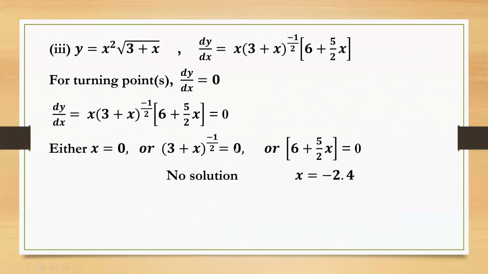So here it will be no solution. And here I will obtain x equal to minus 2.4. Now I need to find the y values. So when x equal to 0, y will be equal to 0. When x equal to negative 2.4, y will be equal to 4.46. You can also give your answer as a fraction.